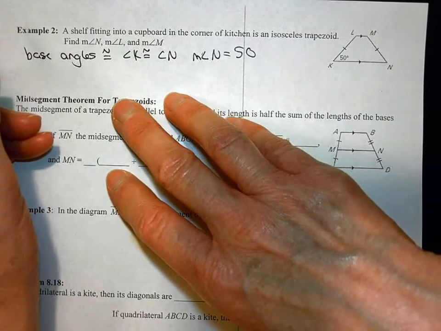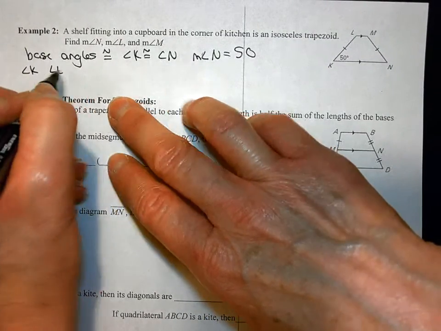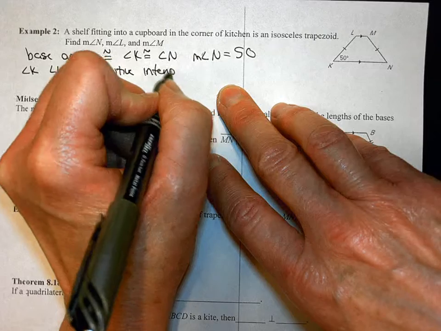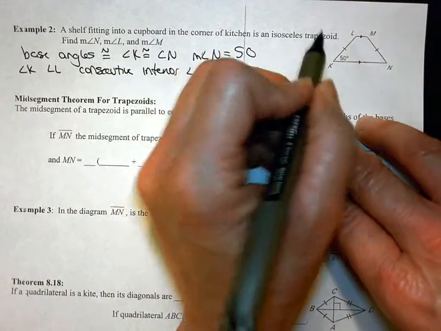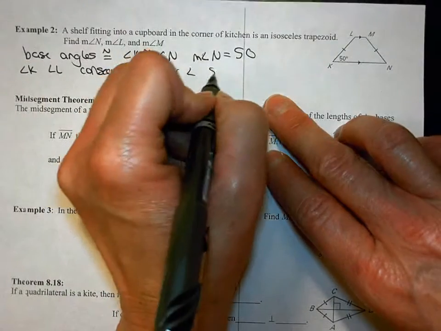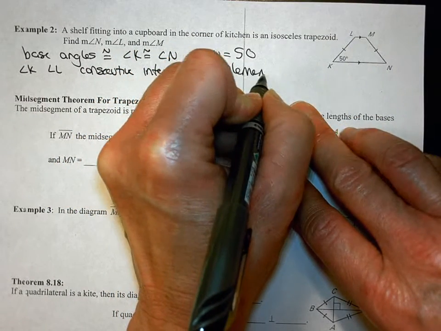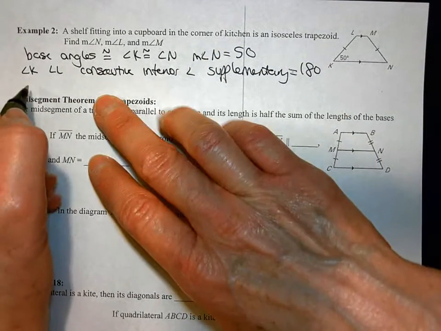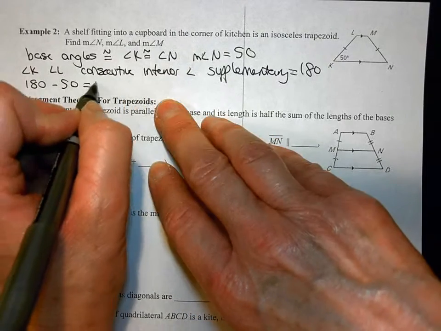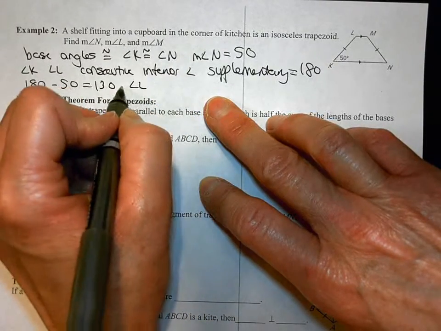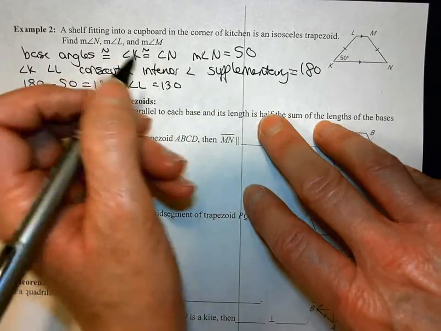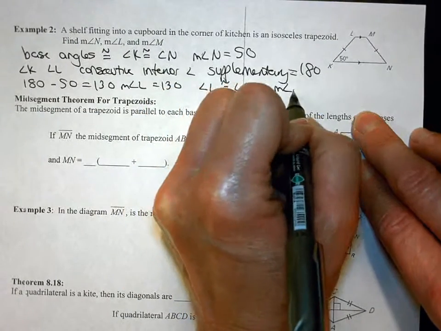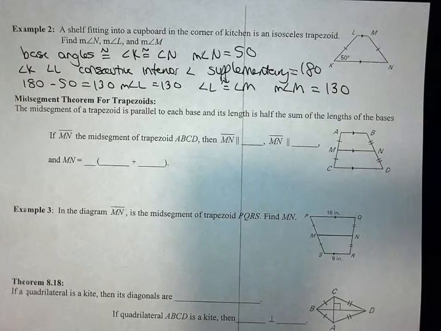Okay, we know that K and L are consecutive interior angles from our other chapter. Because remember, if we have two parallels, the two inside angles have to be supplementary. And again, remember that equals 180. So we know 180 take away 50 is 130. So angle L has to be 130. And we know that angle L is congruent to angle M because they are base angles. So the measure of angle M has to be 130 also.